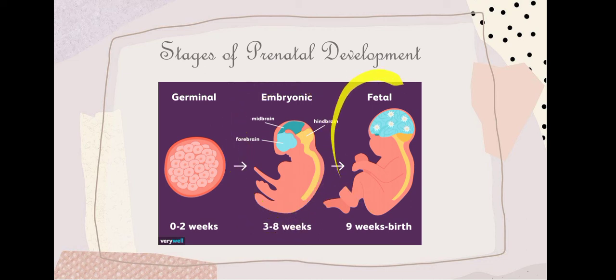But when it comes to the fetal stage, the looks or the features are already like a human being. So basically there are three stages: germinal stage, embryonic stage, and fetal stage. The duration is 0 to 2 weeks for the germinal stage. Embryonic is 3 to 8 weeks, equivalent to 2 months, right? And then 9 weeks to birth, that we call the fetal stage.